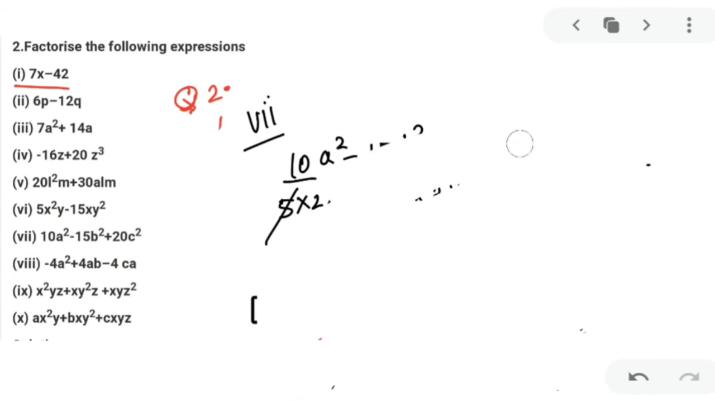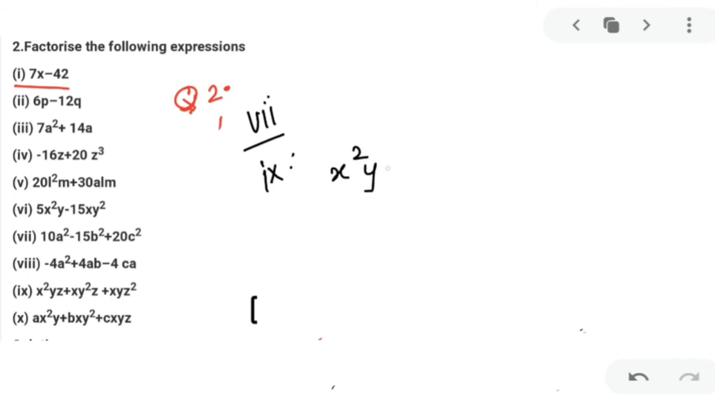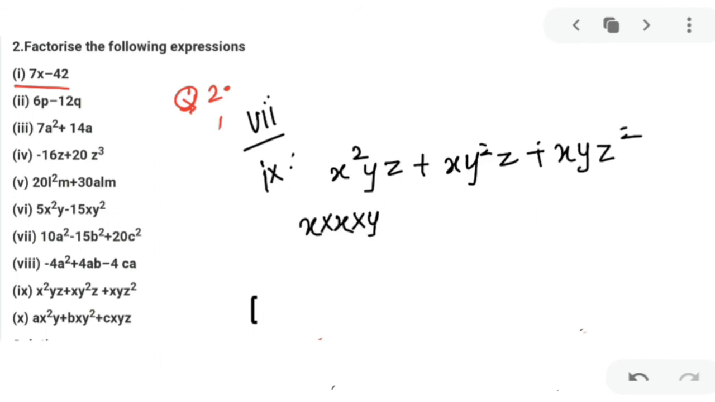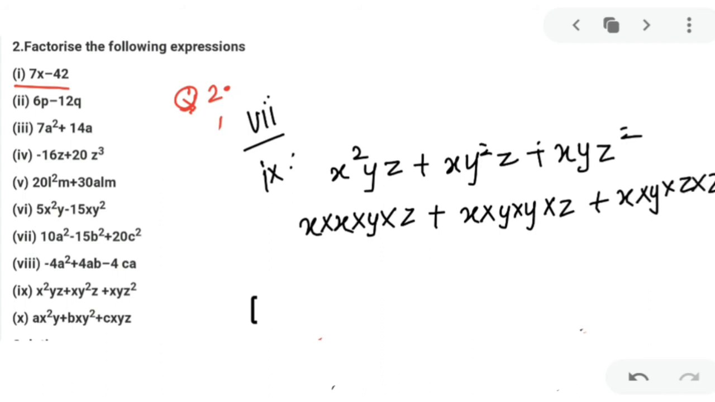Next I will be taking your problem number 9. Rest all problems will be your homework. I am taking problem number 9. x square yz plus xy square z plus xyz square. Let's see how we can do it. x दो बार into y into z plus x into y दो बार into z plus x into y into z दो बार.